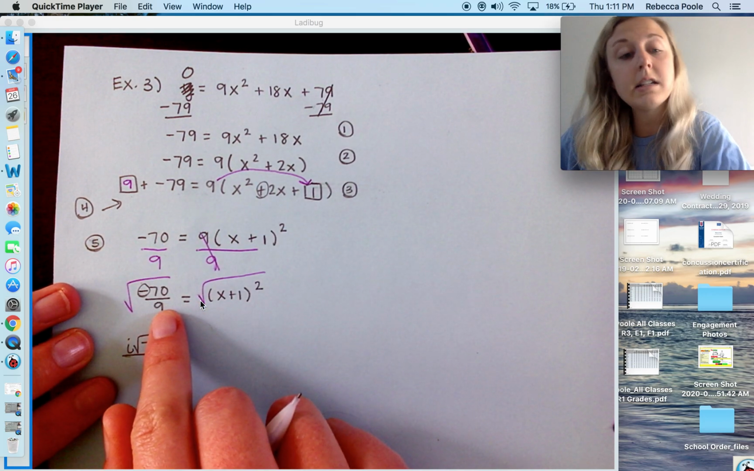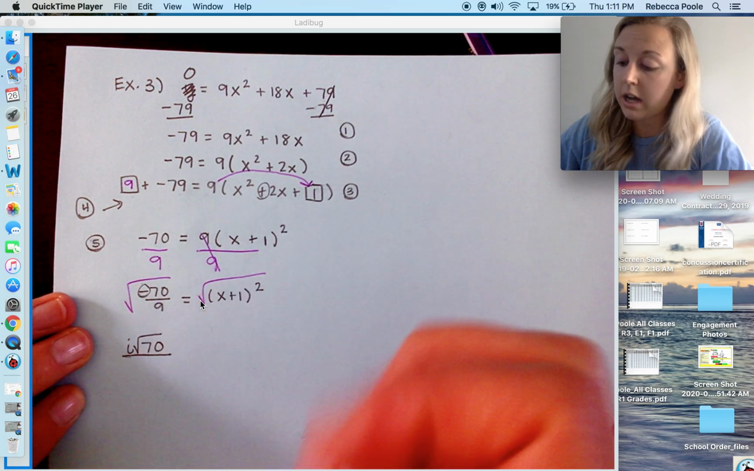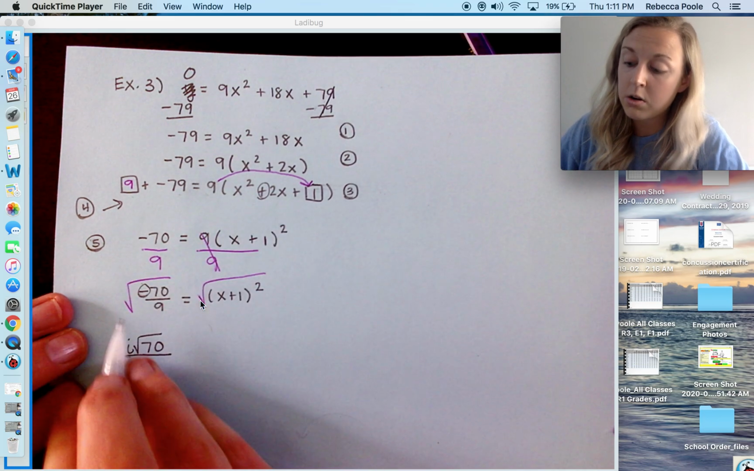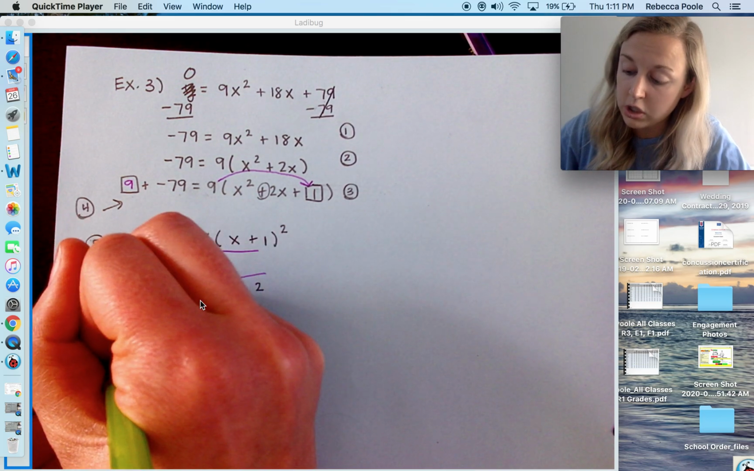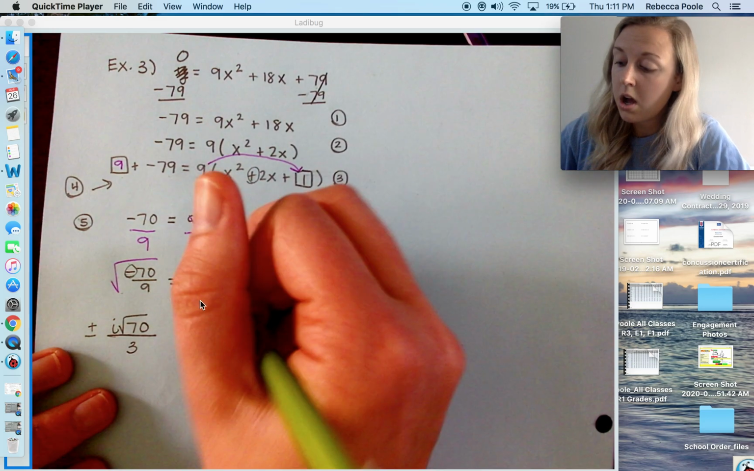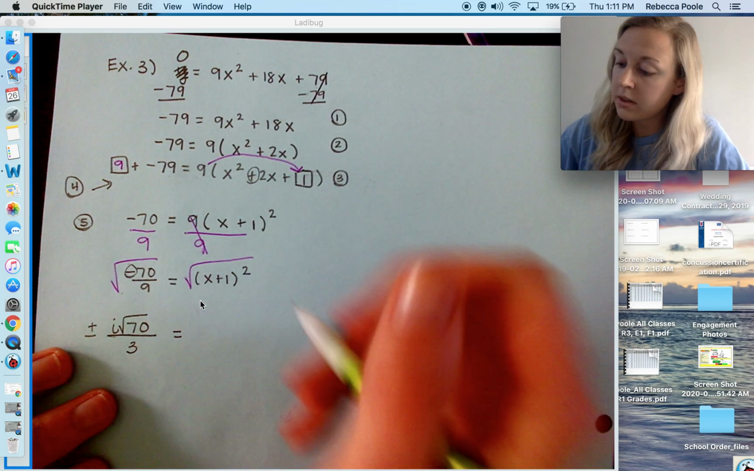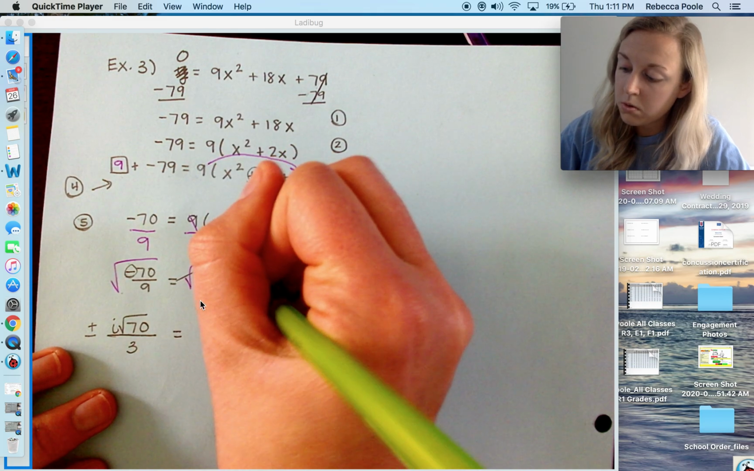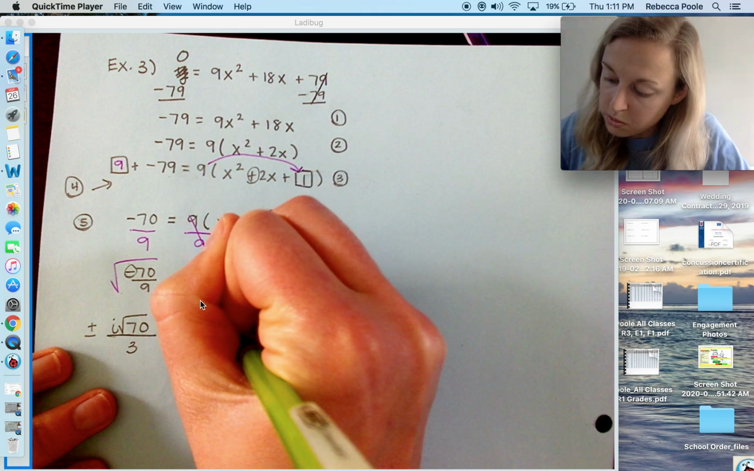over, now the 9 is positive. So the square root of 9, you guys know, is just 3. And remember, anytime we take a square root, it should say plus or minus, right? Okay. On the right-hand side, the square root and the squared will cancel. So we're just left with x plus 1.